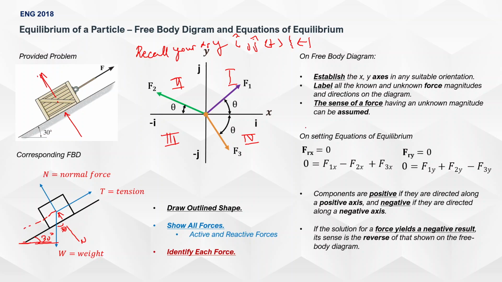At least from this example, this is referencing this. Components are positive if they are directed along the positive axis, and negative if they are directed along the negative axis. If the solution for a force yields a negative result, it only means that its direction or sense is the reverse of that shown in the free body diagram. Just to be clear, this example is referring to this. Hence F1x minus F2x plus F3x; F1y positive, F2y positive, F3y is negative, it's going downward here.